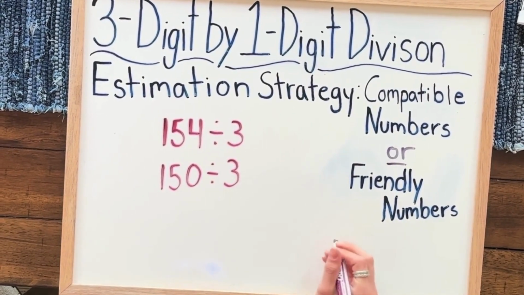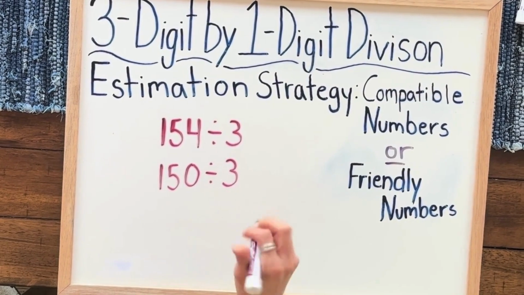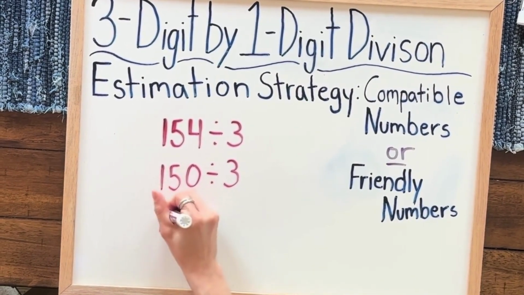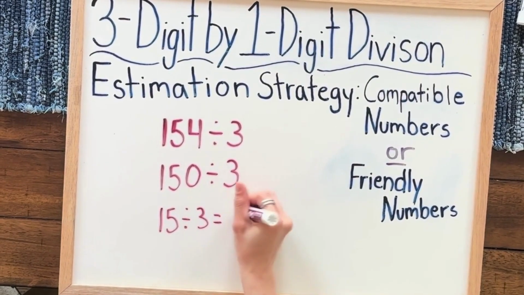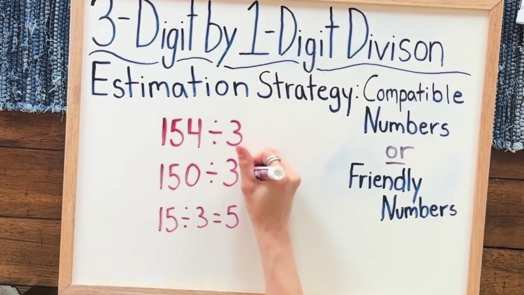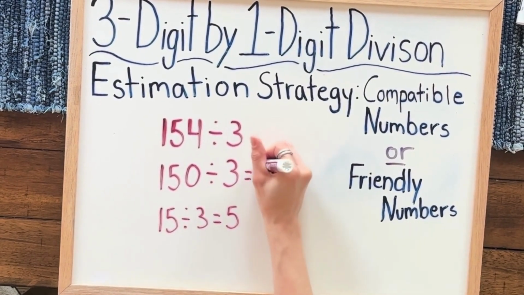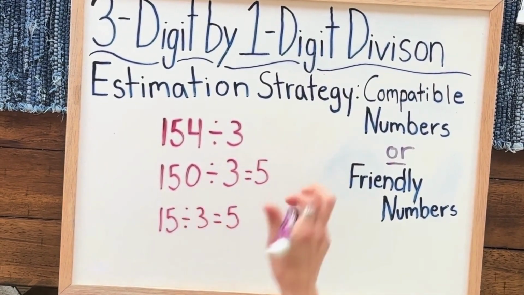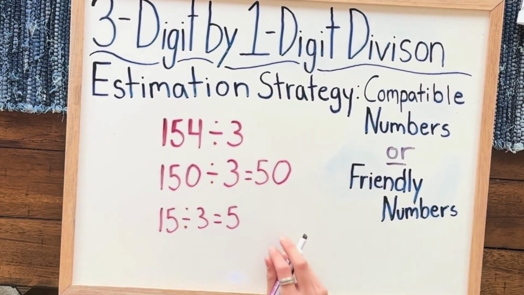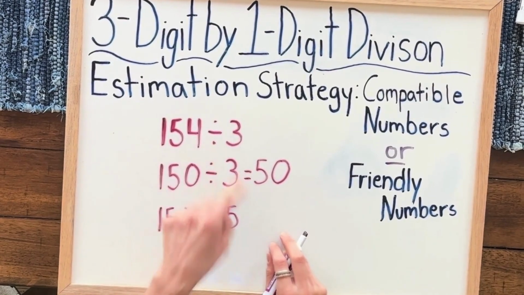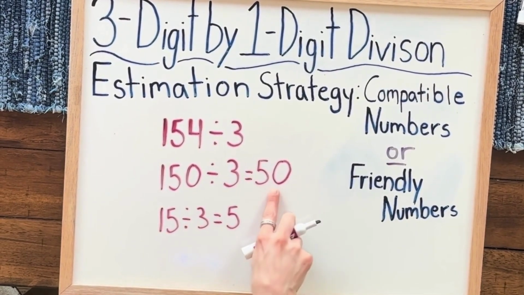So we know that 15 divided by 3 gives us 5. So we can add the 5 here. Now we just need to bring over this 0. So my estimate is that 154 divided by 3 will roughly be around 50.